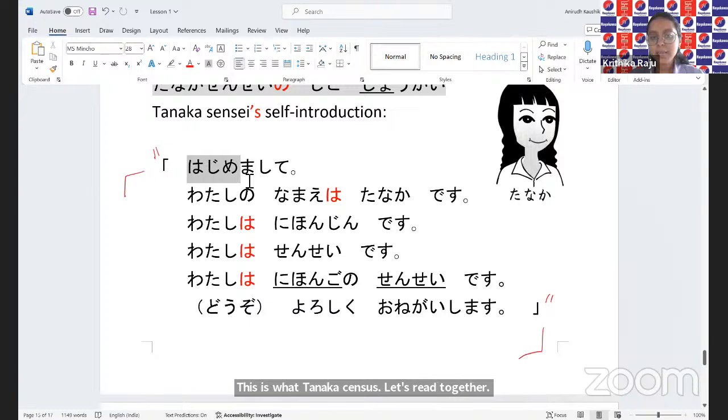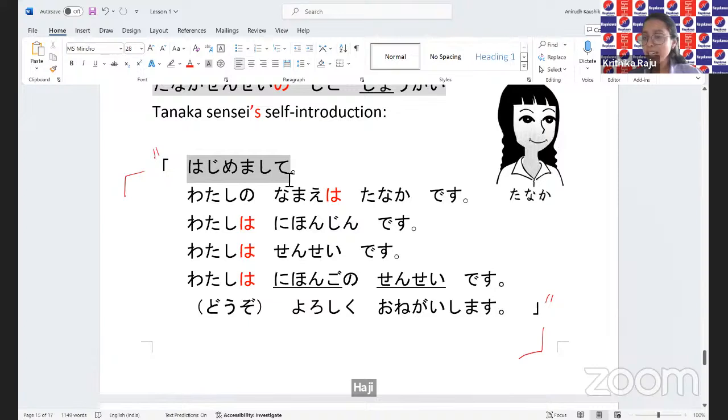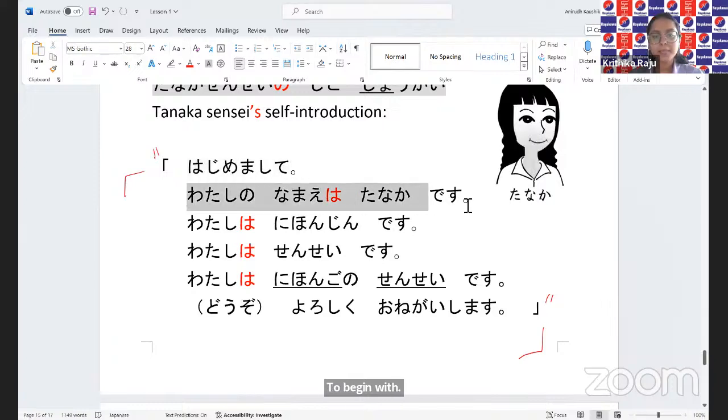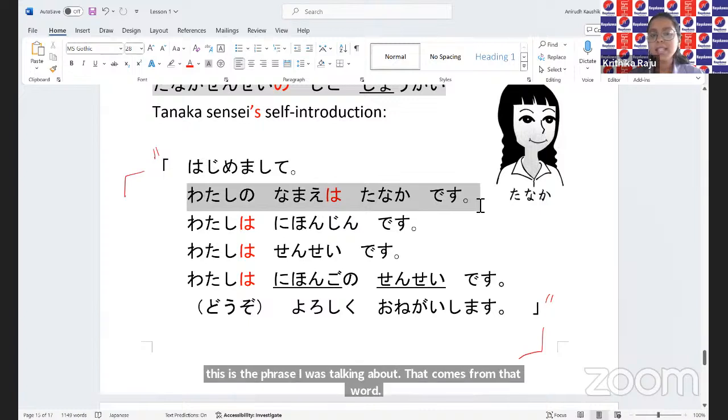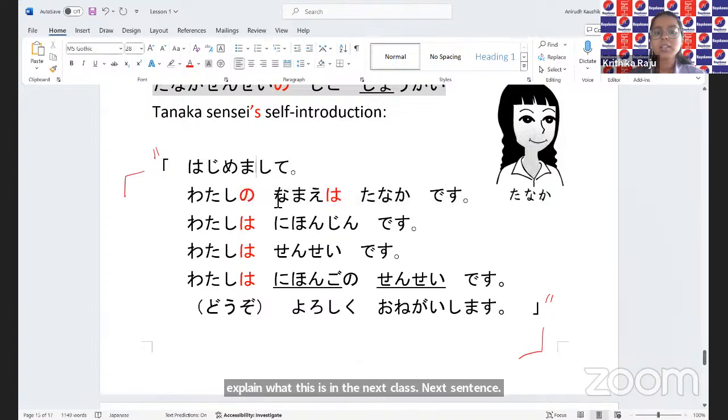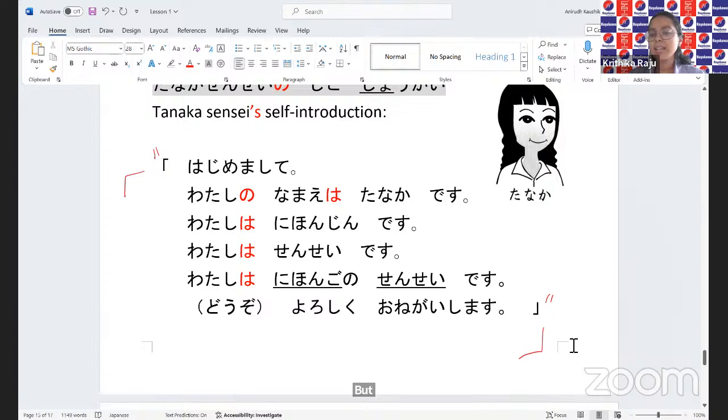Hajime mashite. What is hajime masu? To begin with. To begin, right? This is the phrase I was talking about that comes from that word. I'll explain what this is in the next class. Next sentence. Watashi no namae wa Tanaka desu. Yes, watashi no namae wa Tanaka desu.